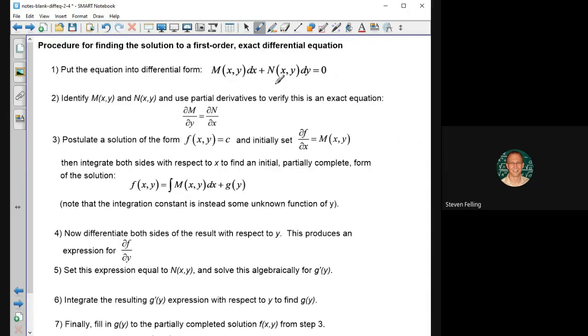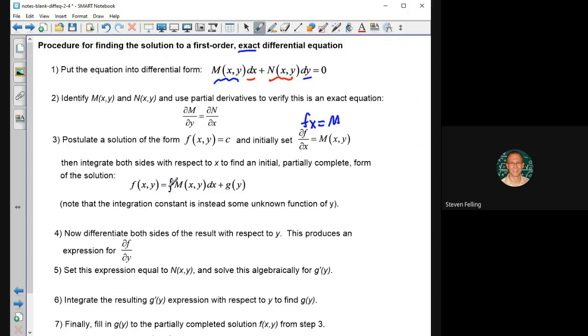Here's the procedure. If we have a first order exact differential equation, we first want to put it in that form with dx and dy terms separated. Verify that it is exact by checking that the partial derivative of M with respect to y is equal to the partial derivative of N with respect to x. And then we go ahead and postulate that there is a solution of the form f, which could be a function of both x and y, but it's equal to a constant c, a numerical constant. And we initially set f_x equal to the M term, just like we used to set f_x for a potential function equal to the x component of a field.